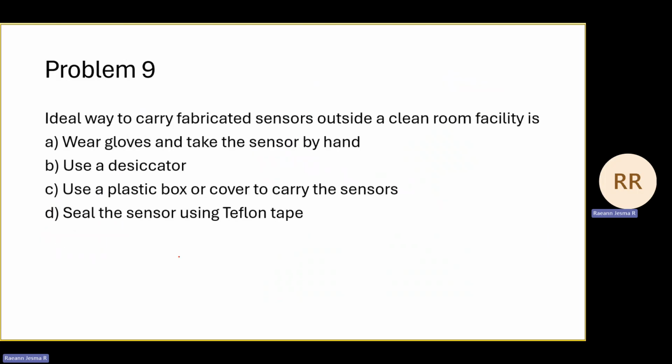Problem 9. Ideal way to carry fabricated sensors outside a cleanroom facility is option A, wear gloves and take the sensor by hand. Option B, use a desiccator. Option C, use a plastic box or cover to carry the sensors. Option D, seal the sensor using Teflon tape.